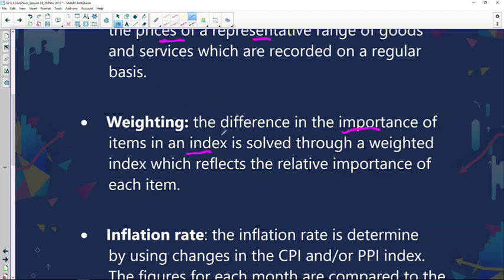Okay, let's just go over it again. The difference in the importance of items in an index is solved through a weighting, or a weighted index, which reflects the relative importance of each item. So when we are doing the weighting, we're going to look at the importance of items in an index. What value or significance do they have when we are looking at the index, okay? And then they reflect the relative importance of each item. So it's important that you look at items individually and the significance that they bring into the index as well.